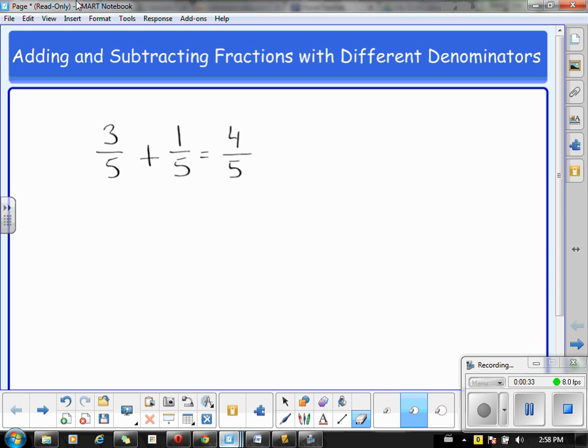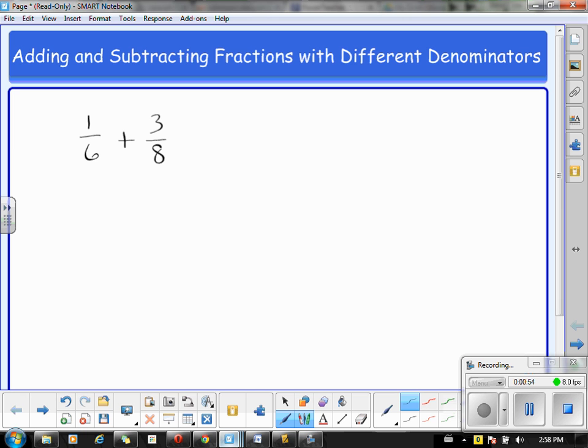Now, the next thing we need to talk about is adding and subtracting fractions with different denominators. So there's a couple extra steps that we need to do because we need to find the common denominator. So if I gave you 1/6 plus 3/8, we need to figure out what the lowest common denominator is. One way to do that is to think of the multiples of 8 and the multiples of 6, because we're trying to find a denominator that both 8 and 6 will divide into.